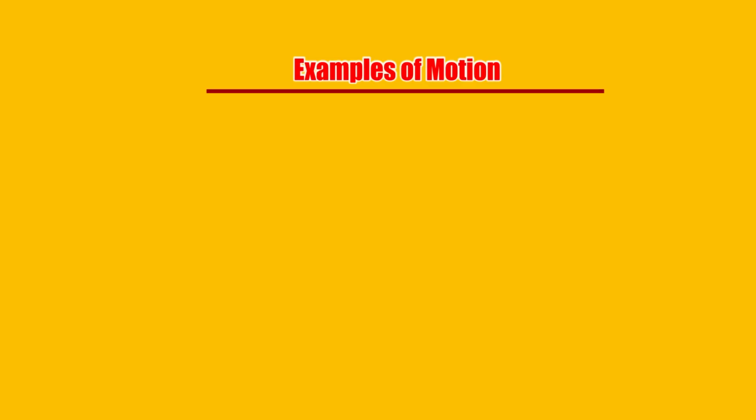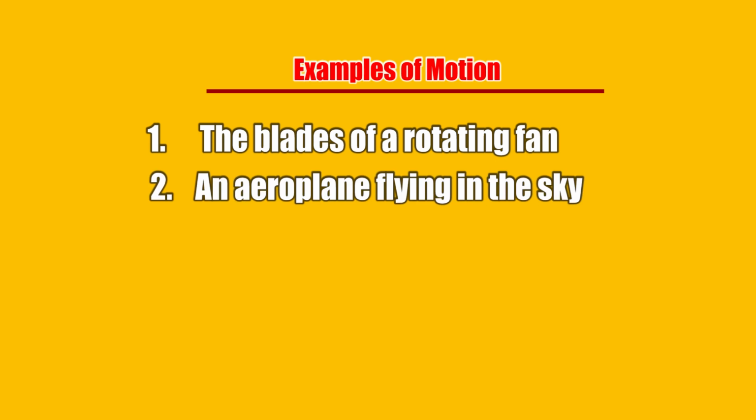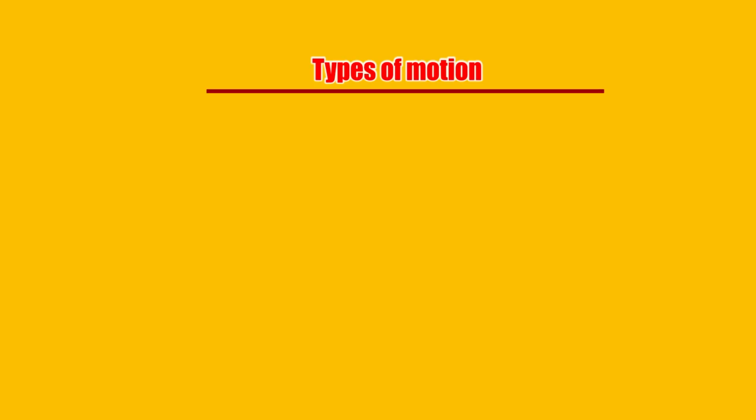Other examples of motion that you can see around are the blades of your rotating fan, an aeroplane flying in the sky, a boy walking or running. These are good examples of motion. But our discussion will be based on the types of motion. We want to lay more emphasis on the types of motion.